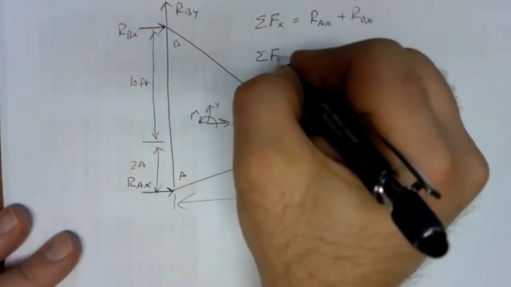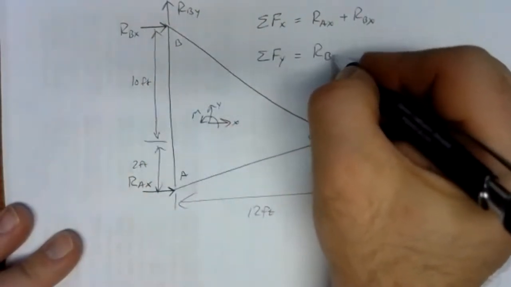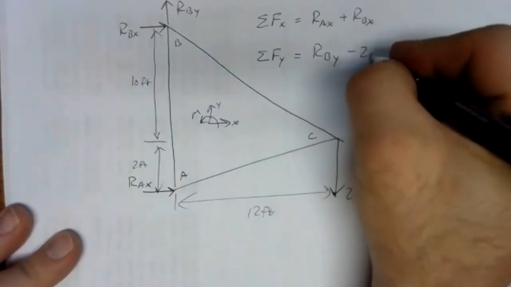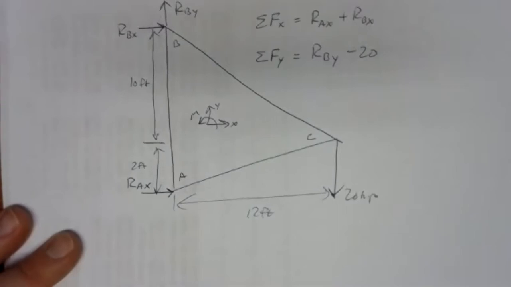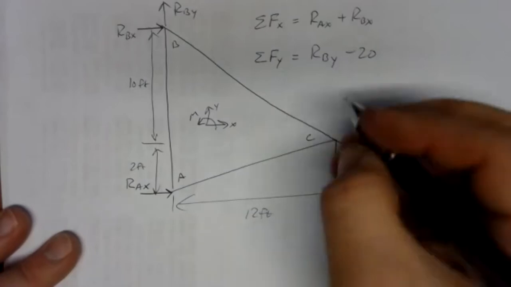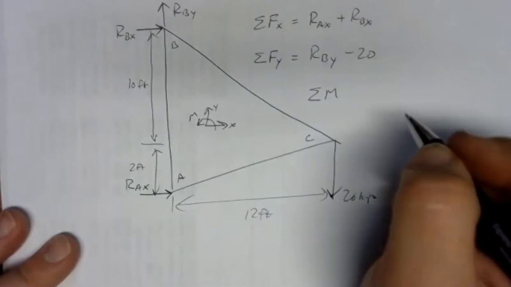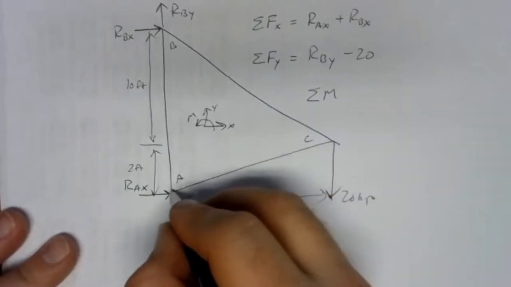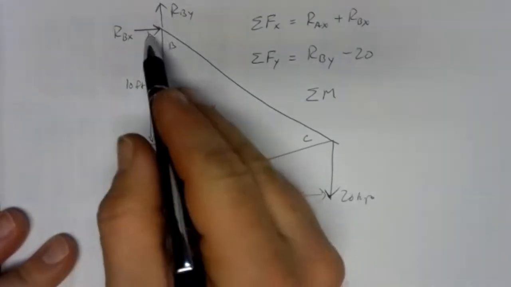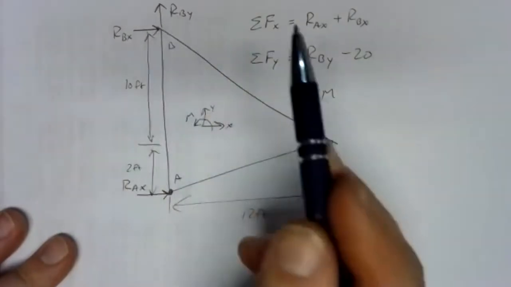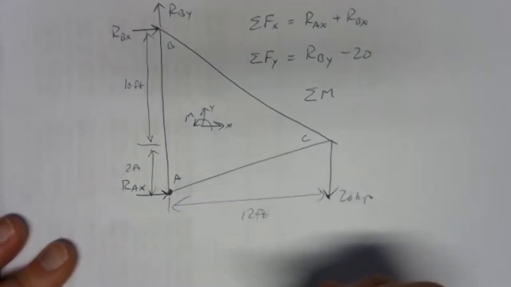We can take our sum of forces in the y direction. We've got RBY up, so that's positive. And we've got 20 kips down, so that's negative. Nothing else in the y direction. And then we need moments about a point. And just for a change of pace, I'm going to pick joint A, the non-pinned support, the roller support. If you picked A or you picked B here, it'll work the same way. You'll get the same answers in the end. So we'll pick A here.